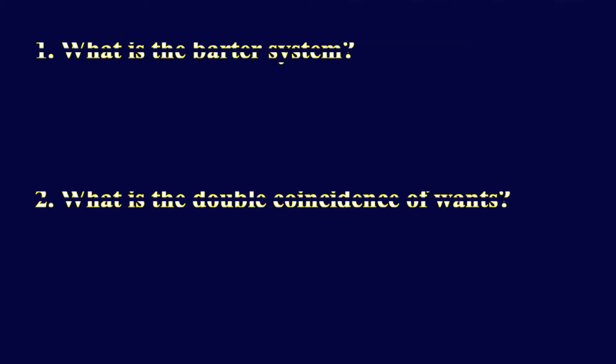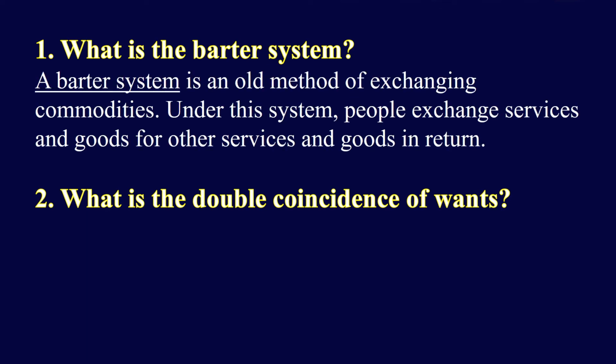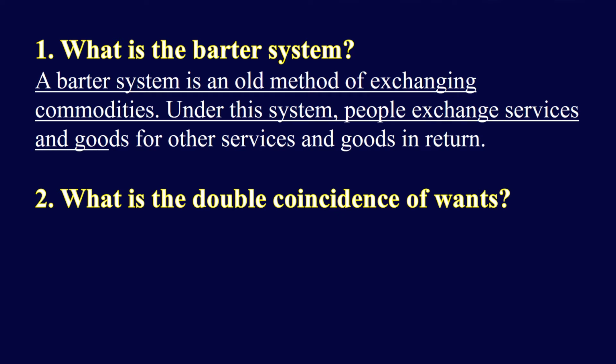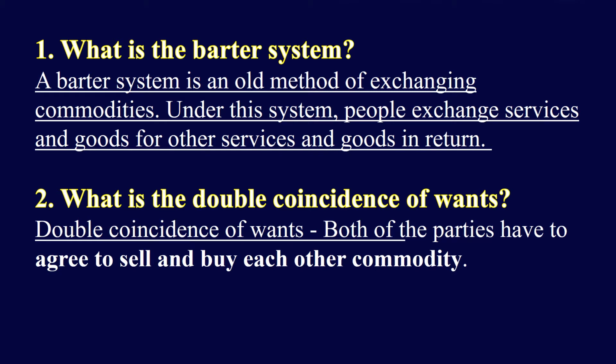Now, we can easily answer these questions. What is the barter system? A barter system is an old method of exchanging commodities. Under this system, people exchange services and goods for other services and goods in return. What is the double coincidence of wants? The double coincidence of wants means both parties have to agree to sell and buy each other's commodity.